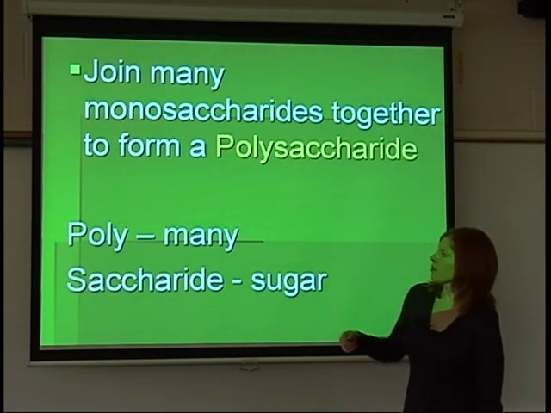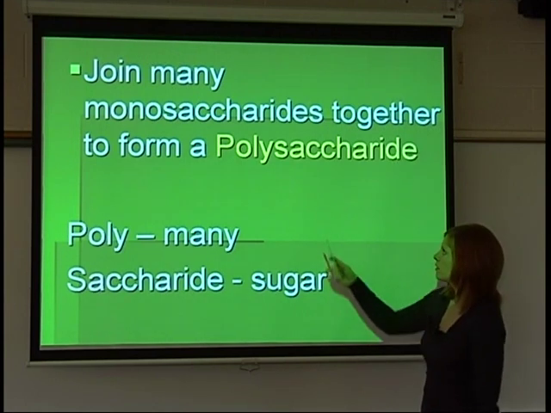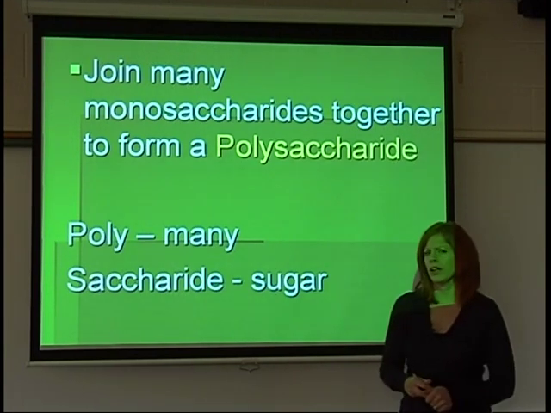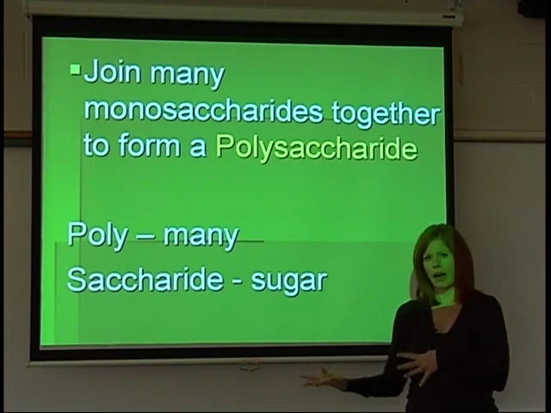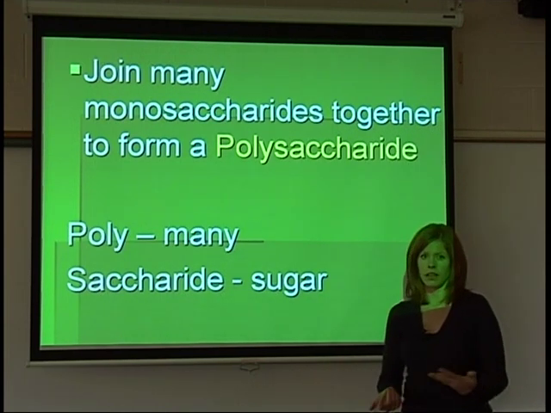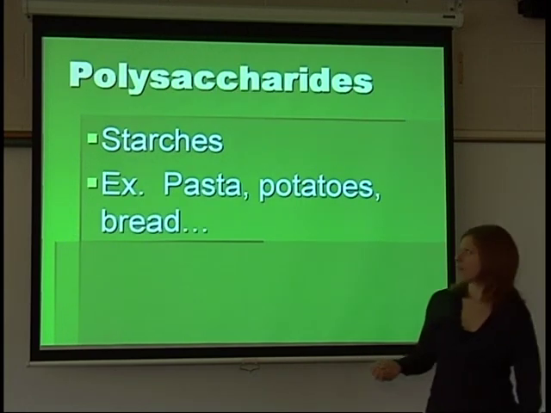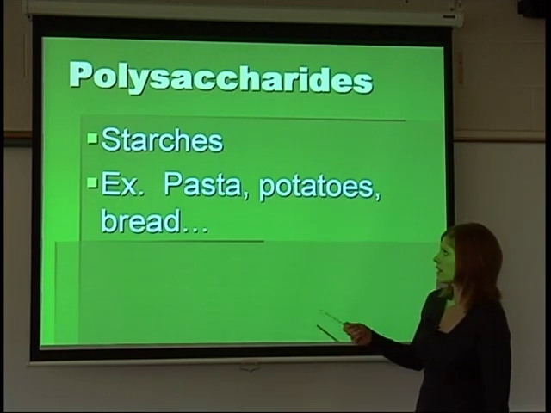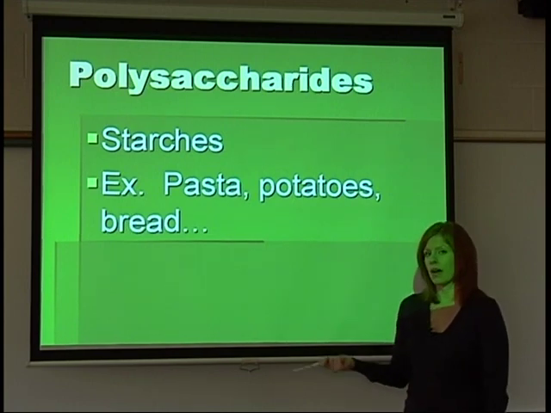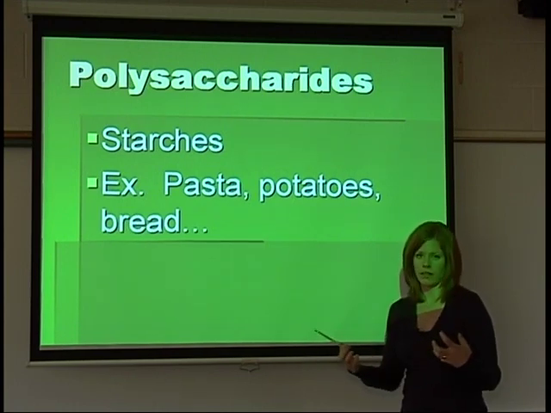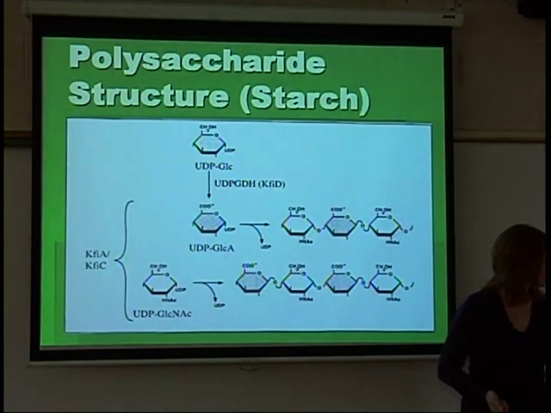If you take many monosaccharides and you join them together, you now have many sugars, which is considered a polysaccharide. So carbohydrates are going to be a little different whether they're a monosaccharide or a polysaccharide. Their role will be different in living things depending on which type they are. Polysaccharides are more complex. They're things like starches, pasta, potato, breads. They're not as simple as the monosaccharides because there's more of them joined together. So it will take your body longer to break them down.